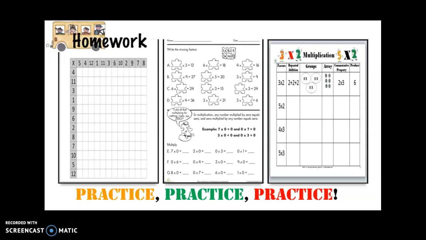All right, let's get started on our exit ticket for multiplication. Great job, everyone.